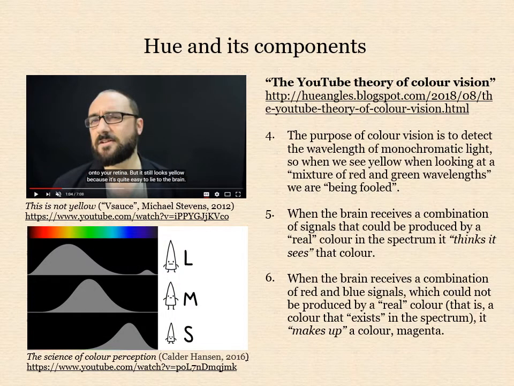So the story goes that when the brain receives a combination of signals that could be produced by a real colour, that is, a colour existing in the spectrum, it thinks it sees that colour. For example, if it receives a mix of red and green cone signals, it thinks it sees yellow. And if no so-called yellow wavelengths are present in the stimulus, then the brain is said to have been fooled or tricked, since it's assumed that the purpose of colour vision is to detect specific wavelengths. When the brain receives a combination of red and blue but no green cone signals, it is said to make up a colour, magenta, because this combination of signals could not be produced by a real colour of the spectrum. In some versions, an extra peak of the red cone response is added in the violet region to account for the otherwise unexplained reddishness of violet light.